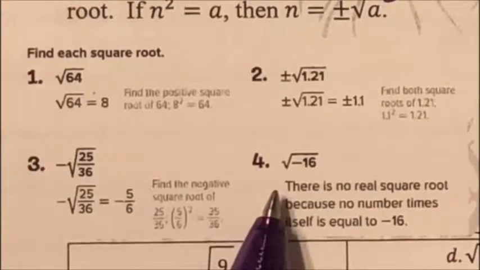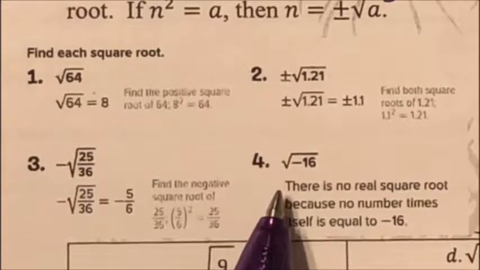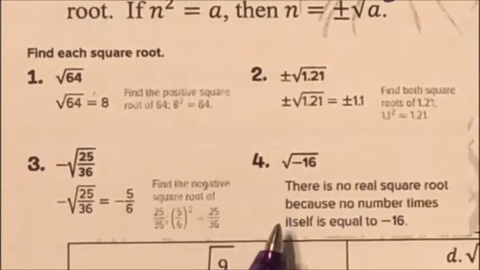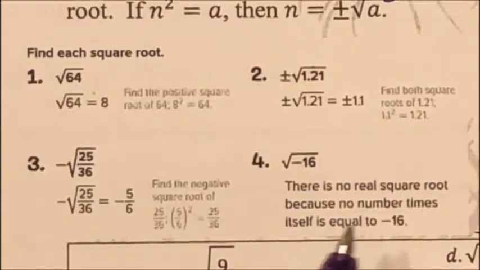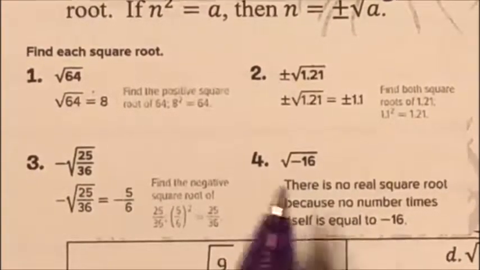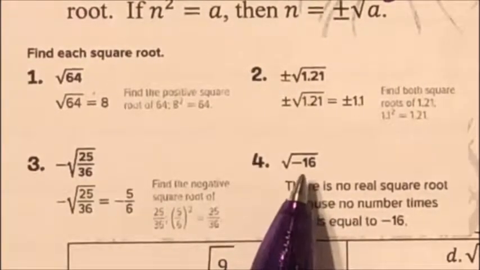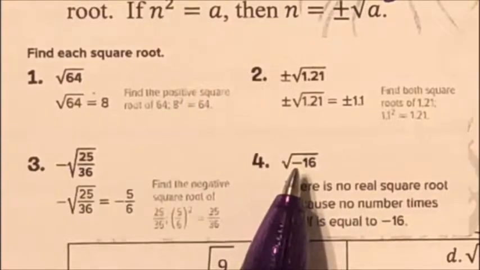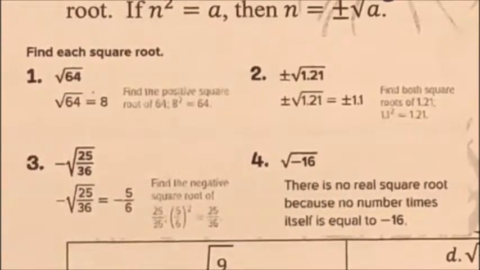For 4, I have the square root of negative 16. There is technically no real square root because no number times itself is equal to negative 16. 4 times 4 gives me 16, but it doesn't give me a negative 16. All right, they have to be the exact same. So it can't be 4 times negative 4. That doesn't work. All right, it has to be the same. All right, then number 5.